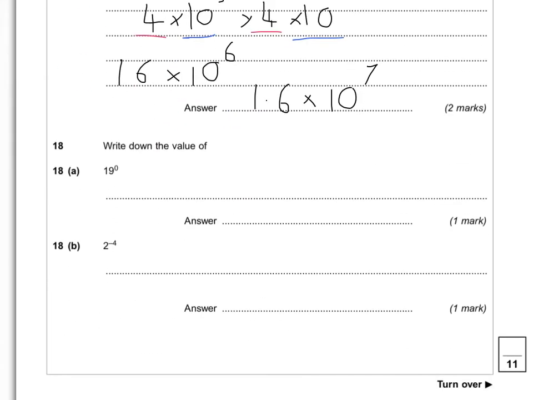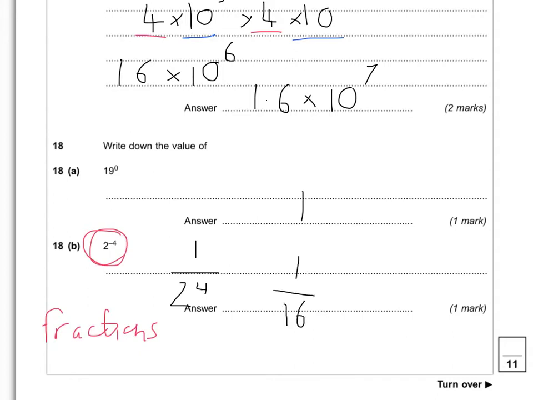Question 18 to do with indices. Hopefully it's things that you have learnt, which is firstly to the power of 0 means it's equal to 1. And then part B, 2 to the minus 4, a negative power does not mean a negative answer. A negative power is to do with fractions. So have you learnt that negative powers are to do with fractions? So it's 1 divided by 2 to the power of 4. And 2 to the power of 4 does not mean 2 times 4. It means 2 times 2 times 2 times 2. So that is 1 over 16.